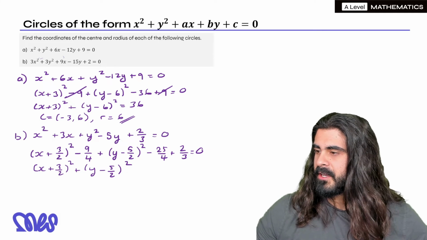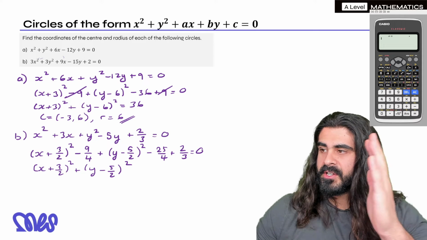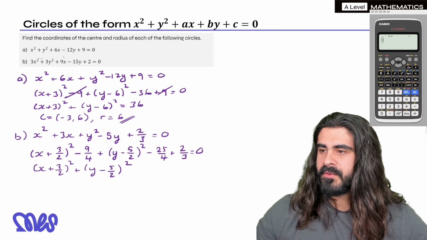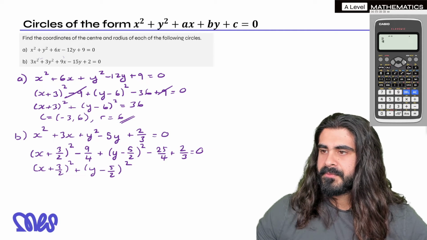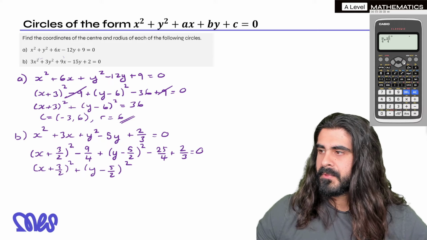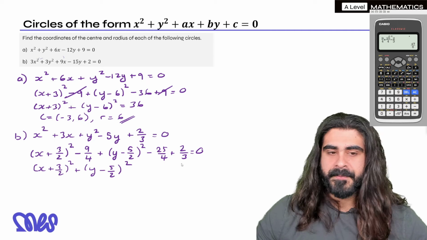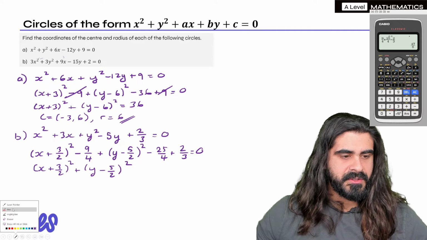So here we can get our calculator out. Moving everything to the other side, it will become positive 9/4, then we will have positive 25/4, and then it will be minus 2/3, right? So we've got 47/6.